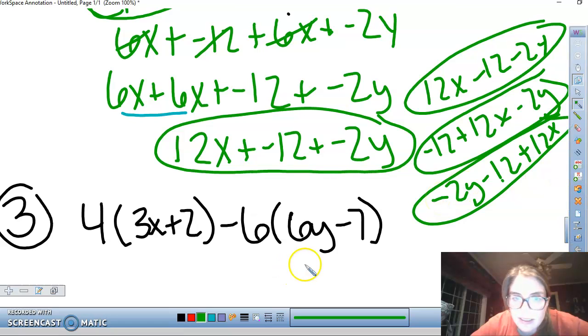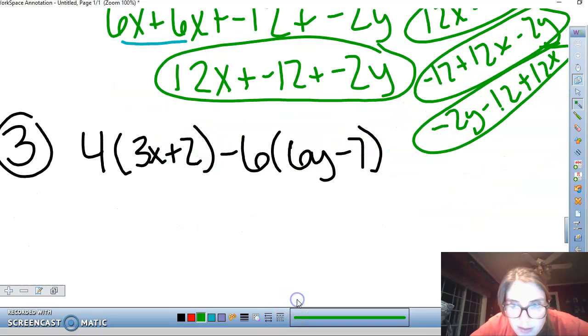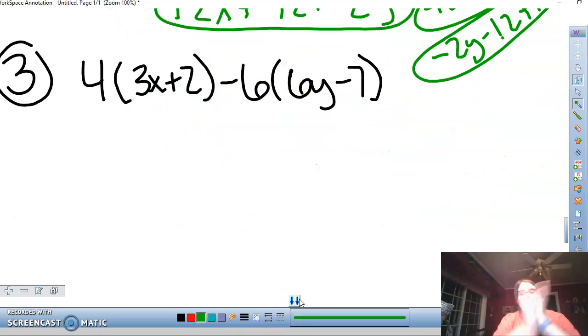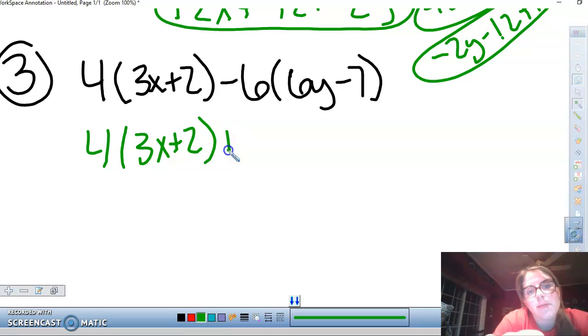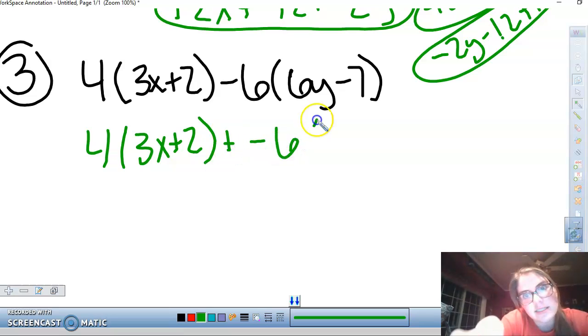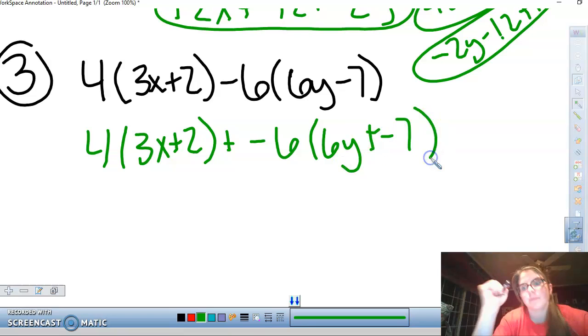One last problem. Oh, man. Oh, there it is. Okay. So first thing I do not distribute. First thing I do is keep, change. So I'm going to have 4 times 3x plus 2. Ooh, I see some subtraction. Plus a -6 times 6y. Another one, keep, change, plus a -7.